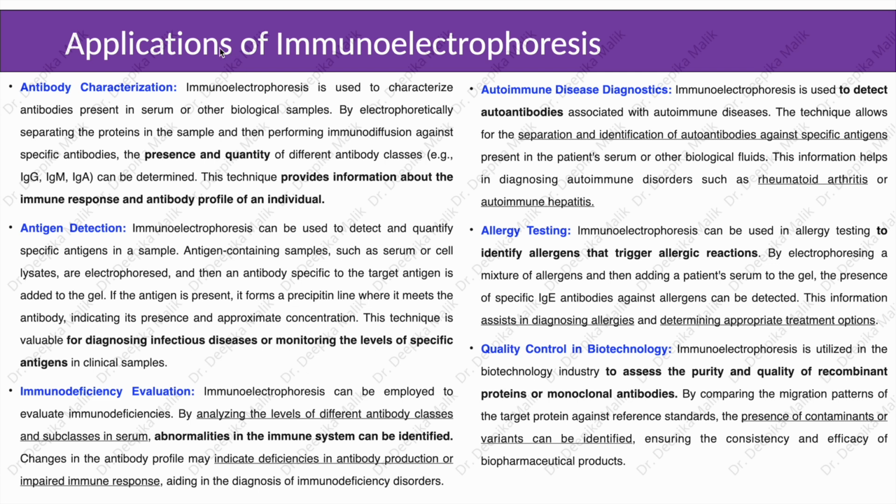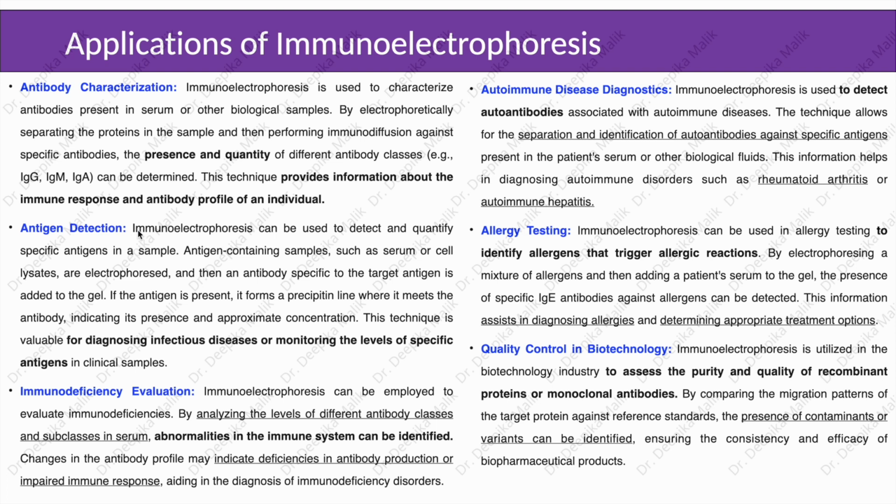Applications of immunoelectrophoresis. Antibody characterization. It is used to characterize antibodies present in serum or other biological samples by electrophoretically separating the proteins in the sample and then forming immunodiffusion against specific antibodies. The presence and quantity of different antibody classes, for example immunoglobulin G, M and A, can be determined. This technique provides information about the immune response and antibody profile of an individual.